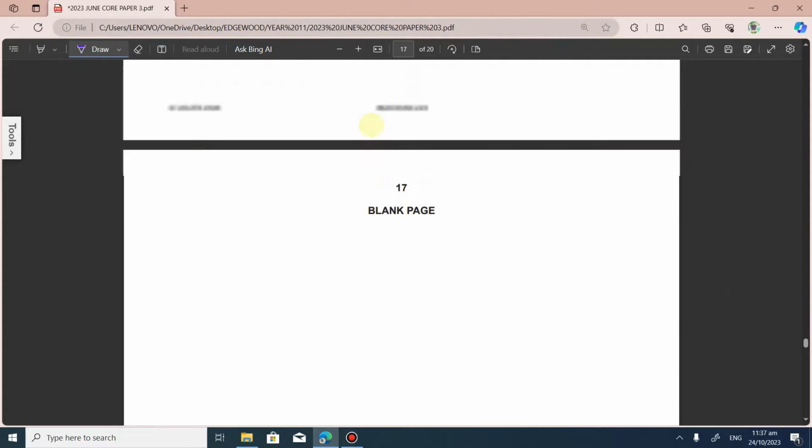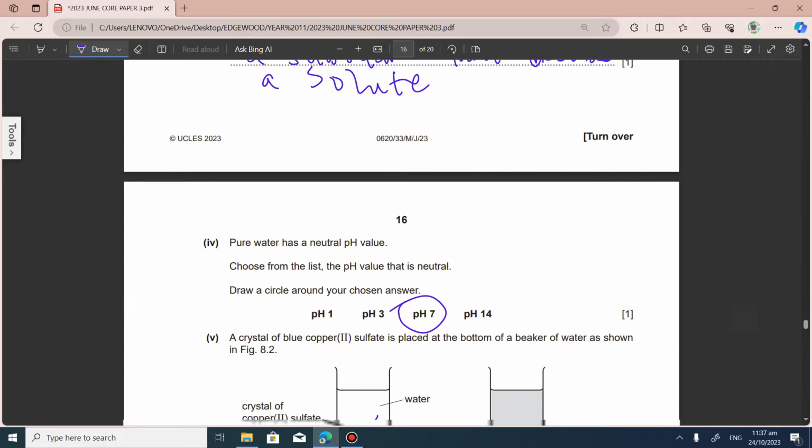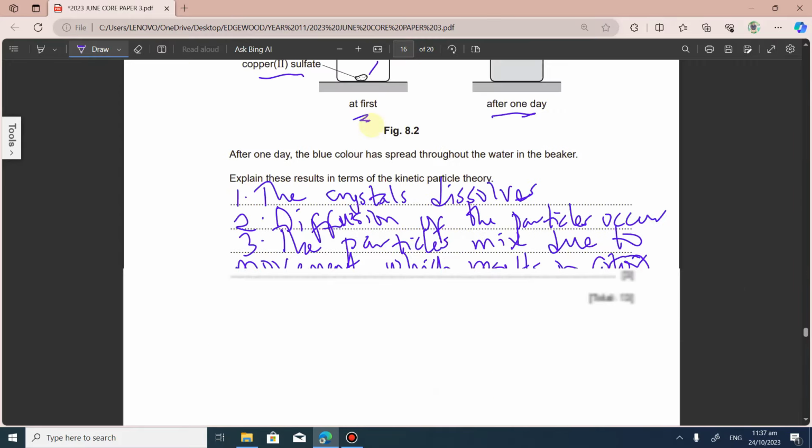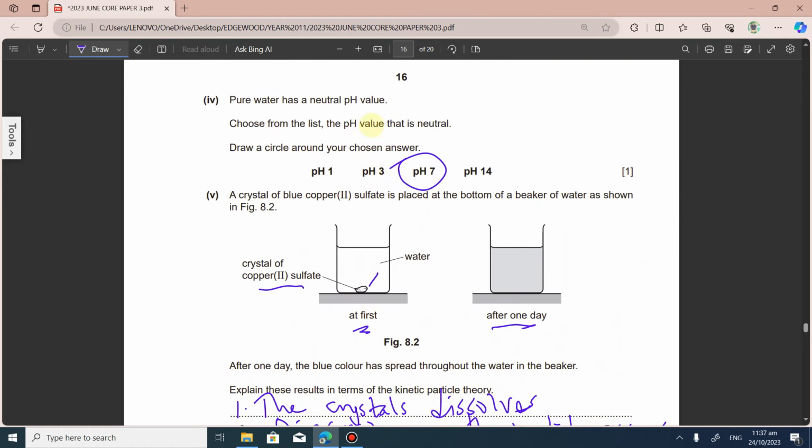Okay, so I think that is all for this particular paper. This is for the core paper for May-June 2023. We'll be doing the extended paper next, and I will also include paper 6, which is the alternatives to practicals.